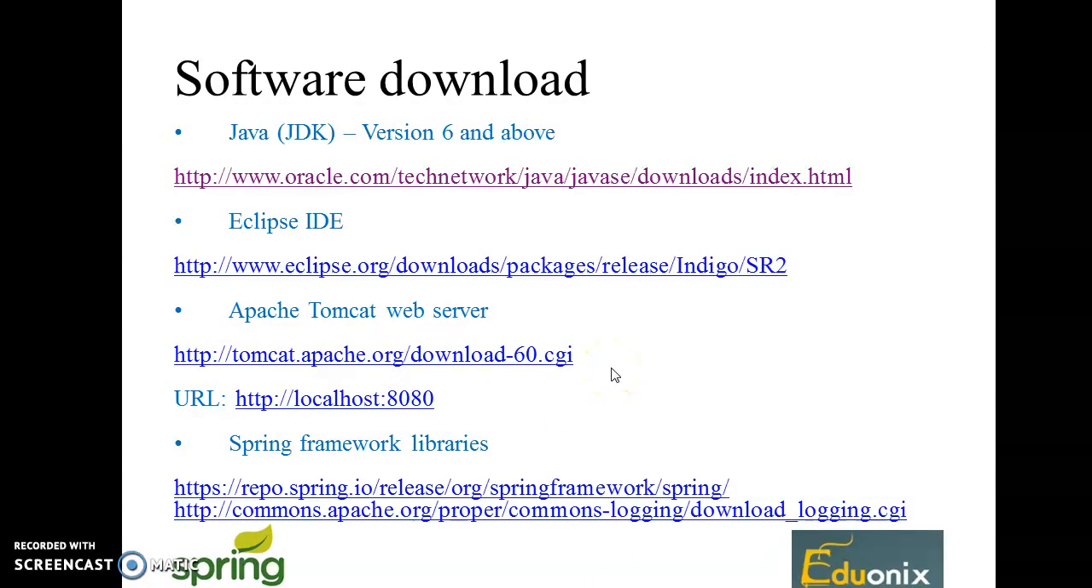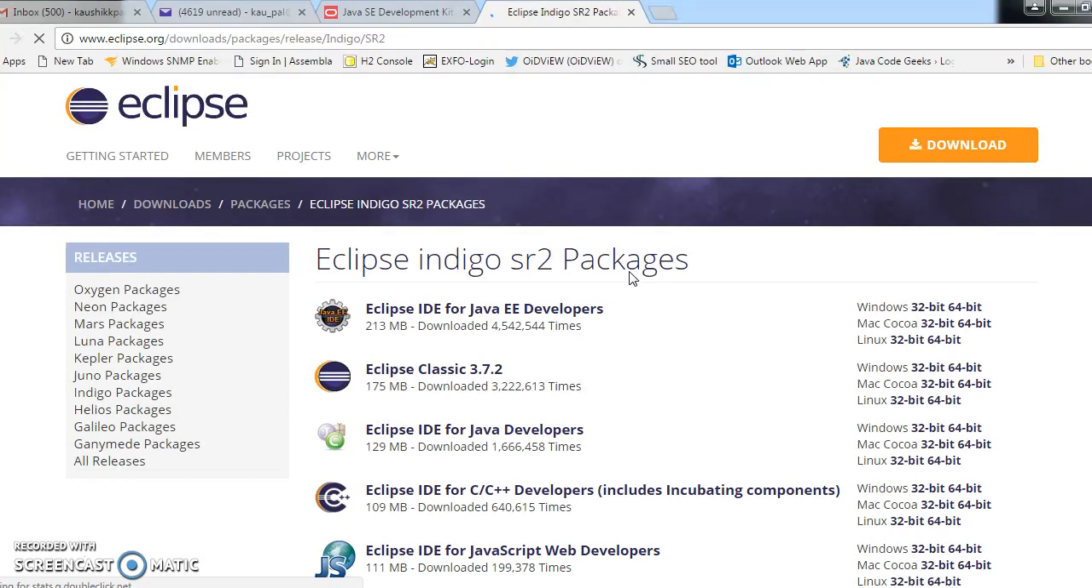Now we will consider downloading Eclipse IDE. Just click on the link mentioned on the slide. It will directly open the download page of Eclipse. You can see that different versions of Eclipse are available, like Oxygen, Neon, Mars, Luna, Kepler, Juno, Indigo, and some more. So for the time being, we'll be using Eclipse. You can select any other packages as per your need.